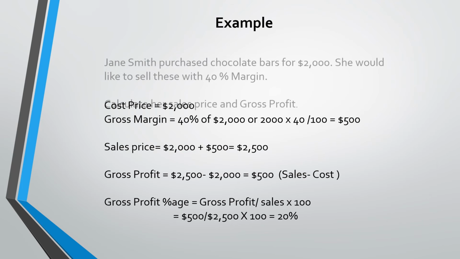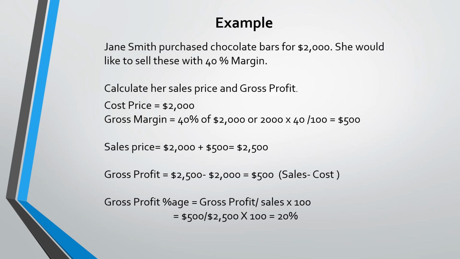Let's go over an example for calculating gross margin and gross profit. Jane Smith purchased chocolate bars for $2,000 and she wants to sell them for a 40% margin. Now she has the cost price and we need to calculate the sales price and gross profit. We also have the gross margin percentage given in the question.